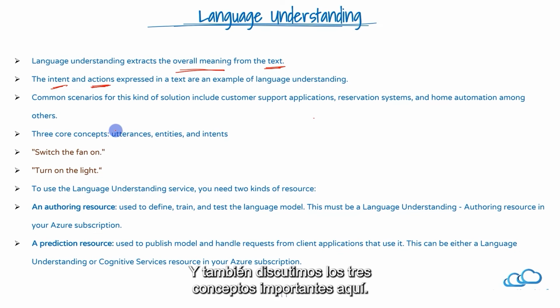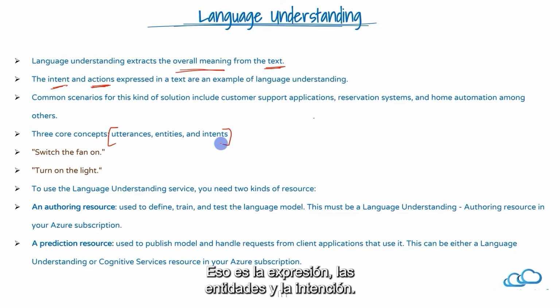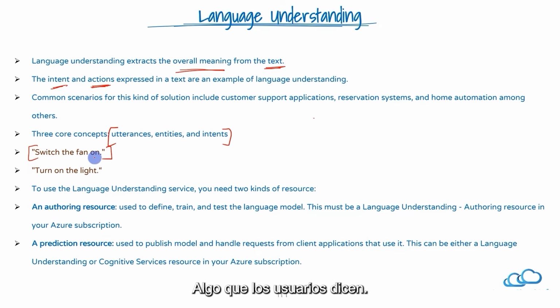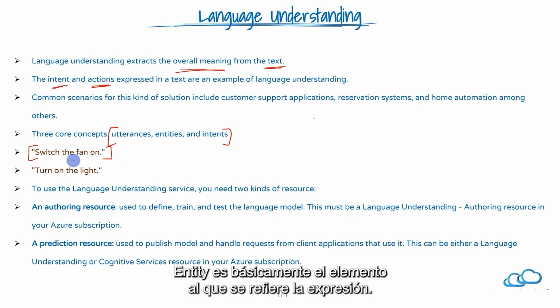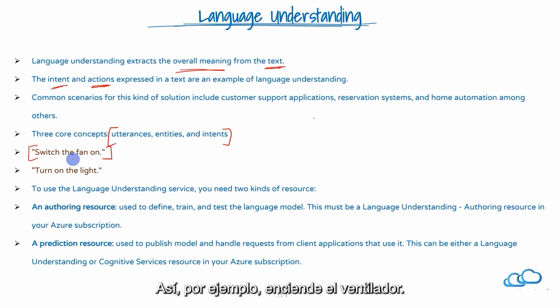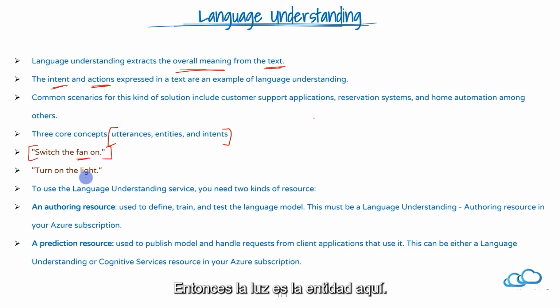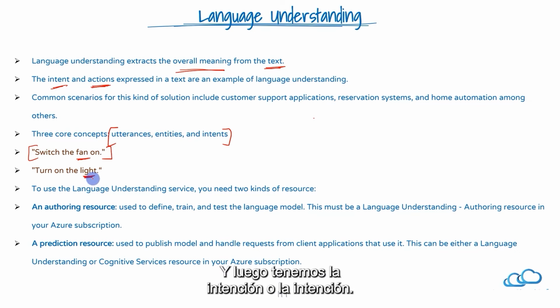We also discussed three important concepts: utterance, entities, and intent. An utterance is what the user provides as input, the whole sentence, something which users say. An entity is the item to which the utterance refers. For example, "switch the fan on": the entity is fan, the item the utterance is referring to. "Turn on the light": light is the entity here.